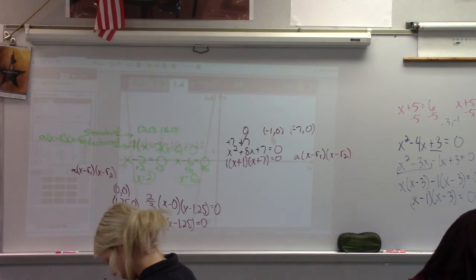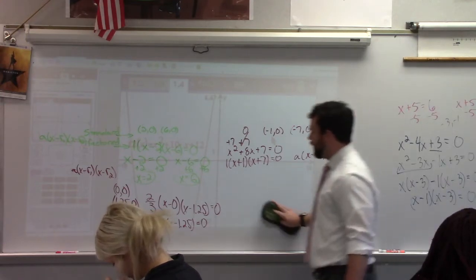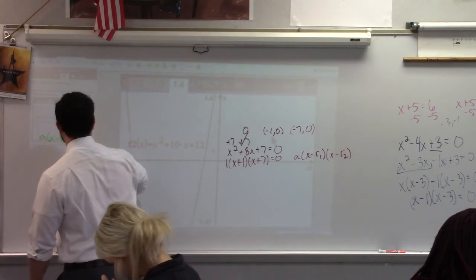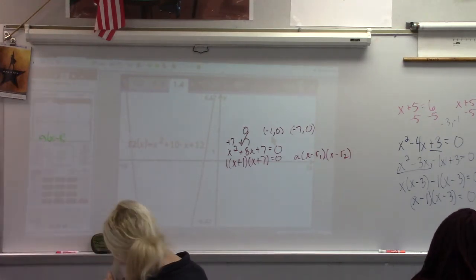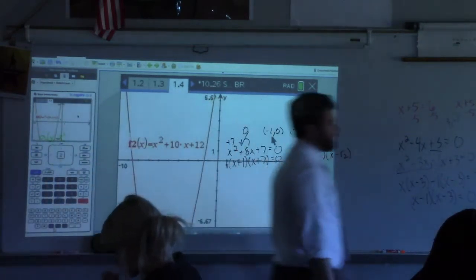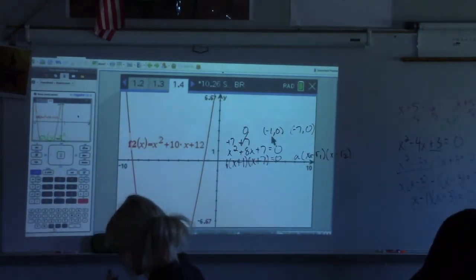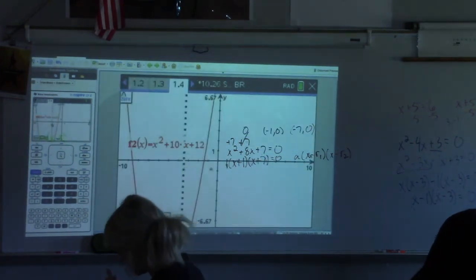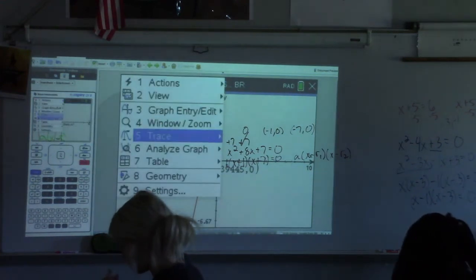Okay. Can anyone tell exactly what those x-intercepts are? No. So what can I do? That little weird thing you showed us. What is that little weird thing she's referring to? Menu, analyze. Analyze that graph, okay? So let's analyze that graph. You knew what I was talking about. So analyze graph, zero. Then we start calling them.